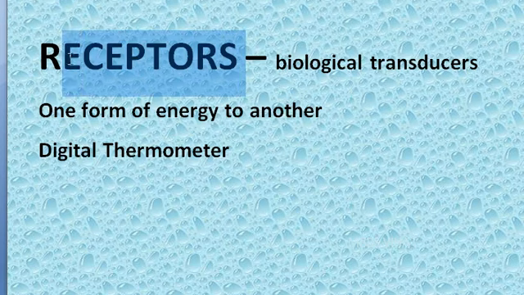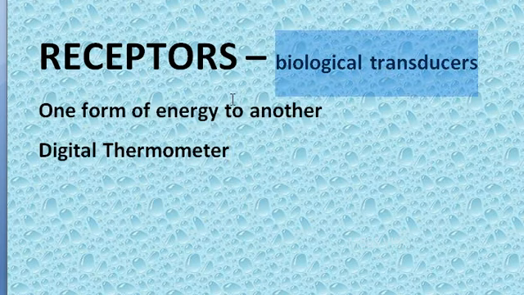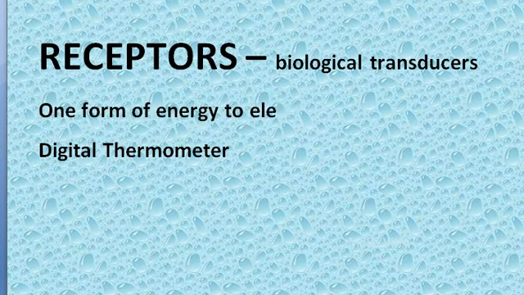Similarly, in our body, we have so many receptors which are going to take, let's say, a temperature, and convert it into an electrical signal and send that information to the brain or the central nervous system, and the central nervous system is going to tell you what to do. So is it too hot? Is it too cold? Fine. So basically, receptors are biological transducers. They convert one form of energy to the other. To be very specific, they convert it into electrical energy.